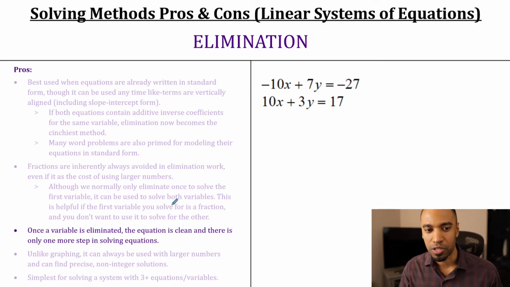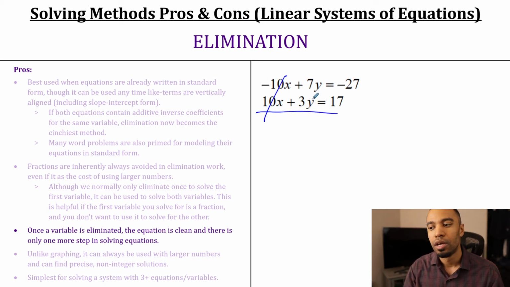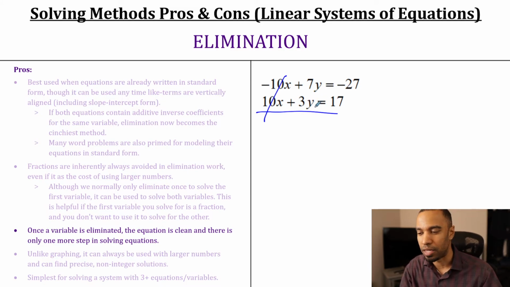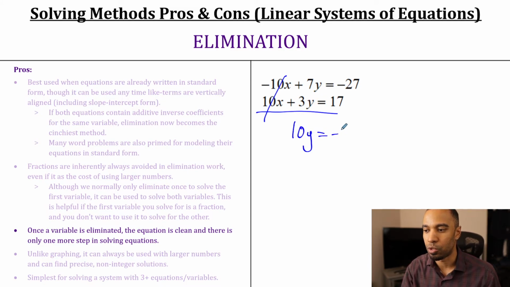Next one. Once a variable is eliminated, the equation is clean and there's only one more step in solving equations. This is assuming standard form or something where the x's are on one side, the constants are on the other. So again, if I add straight down this list here, boom. Clearly this was one step here. I'm just making it quick. But 10y equals -10. I have one more step to go here.